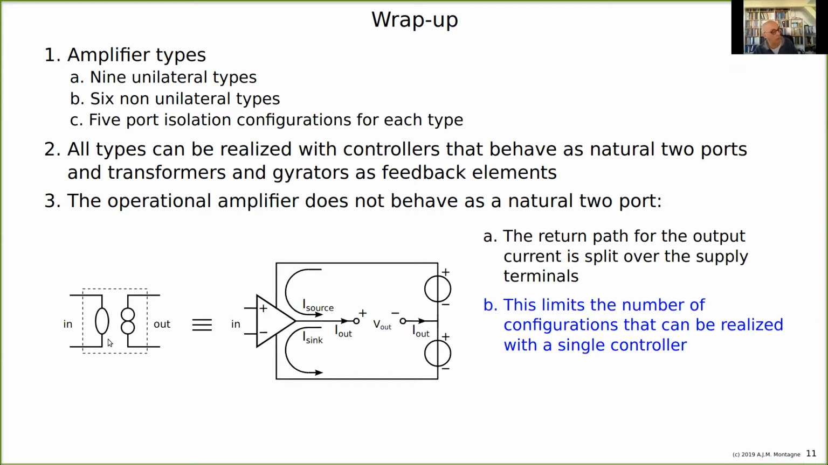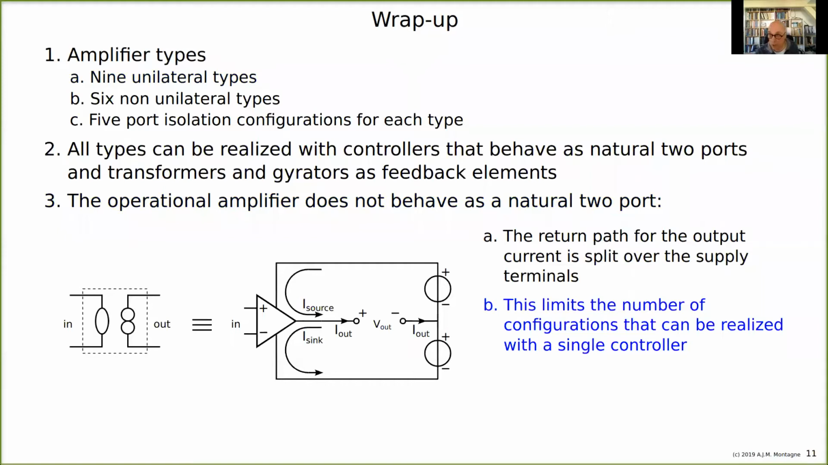But the nuller has a nullator and a norator, and is a four-terminal network, and nothing is connected to a power supply because there isn't a power supply. But here you see that one of the nodes, the return path for the output port, is the power supply. And that means that we cannot make amplifiers that have a load and a source grounded, and we need to have series sensing of the current in the load. So it limits the number of configurations that can be realized with a single controller.